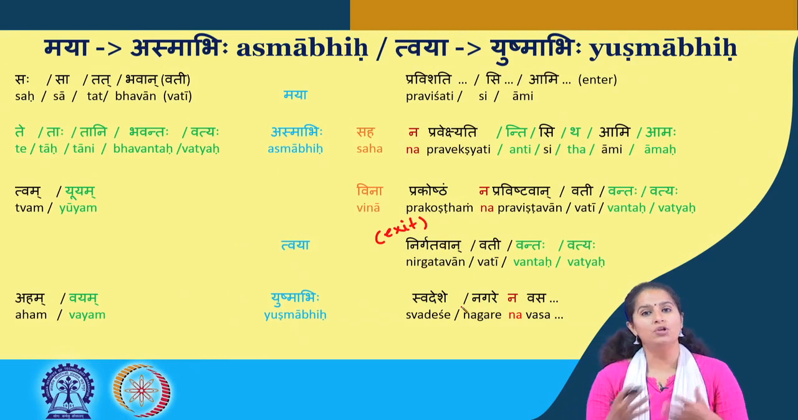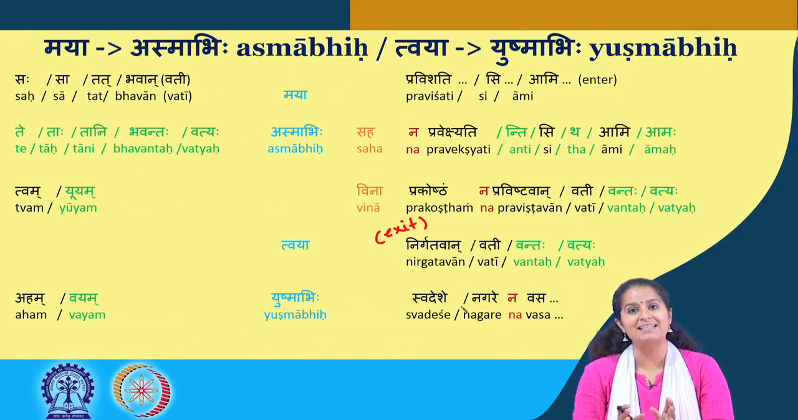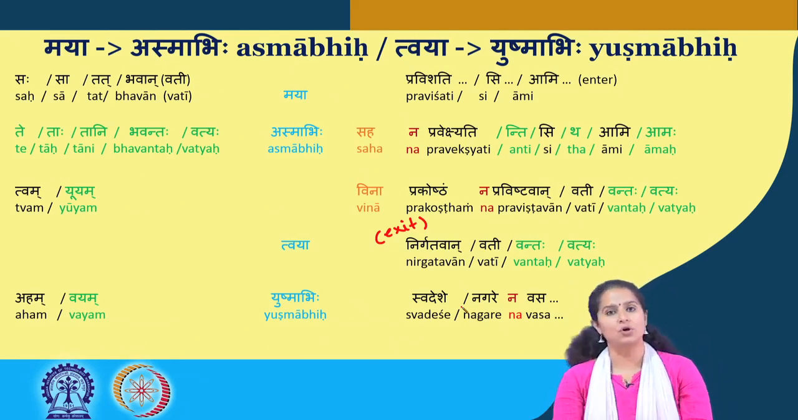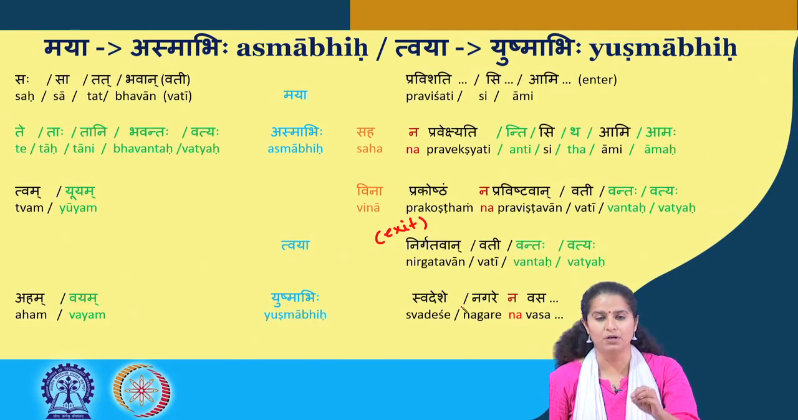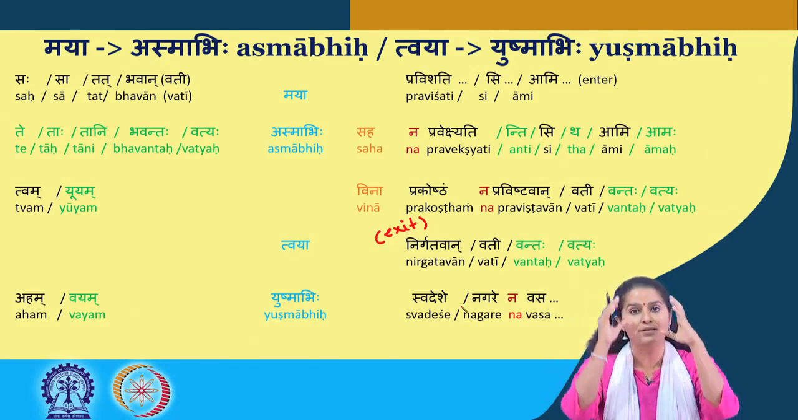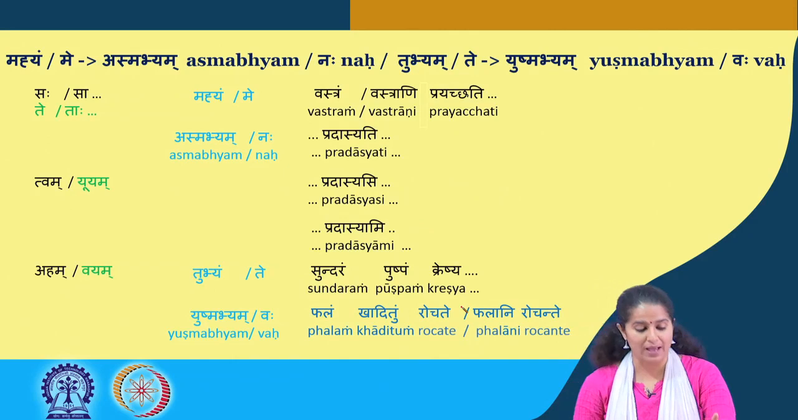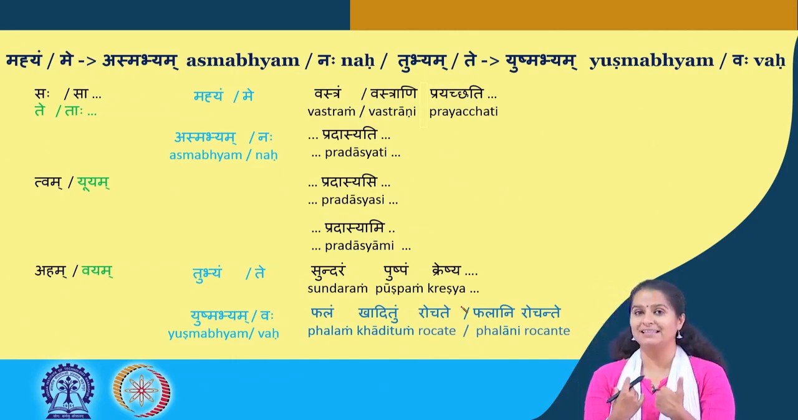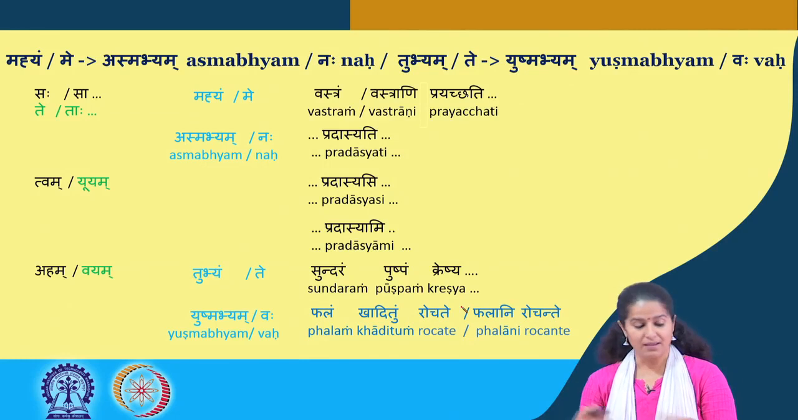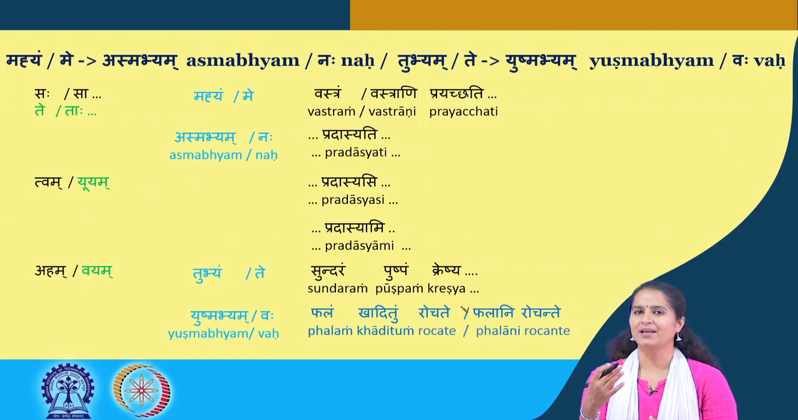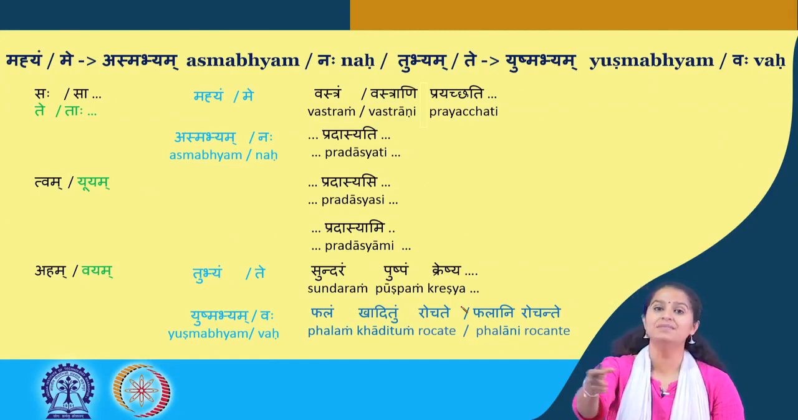All right. So you can use the with here for the first person and the second person in the instrumental case, or the third case, in the singular and the plural. I've given you both of these so that in your brains you have both kinds of words registered simultaneously. Let's move on to the next one, and here we have mahyam. We had already seen that. So mahyam or me becomes asmabhyam or naha. And now you can guess, tubhyam or te becomes yushmabhyam or vaha, uttamam.